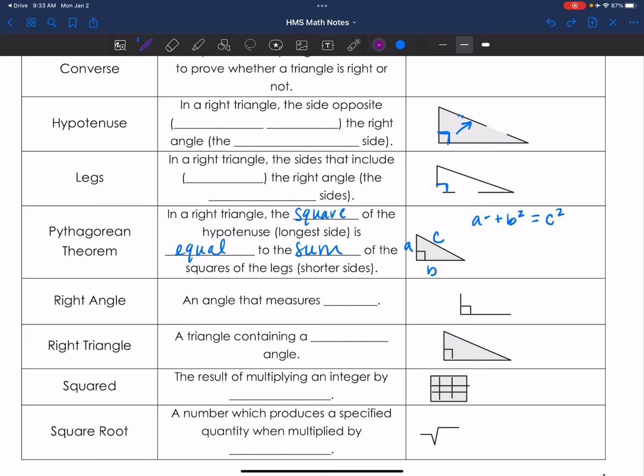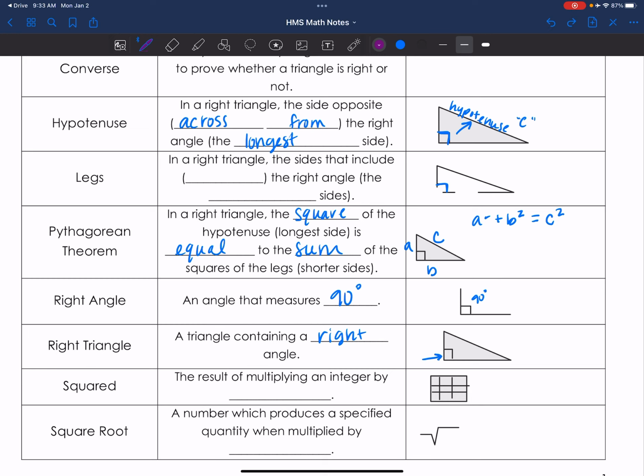Now, you're thinking, what is a hypotenuse? Sorry, what is a right triangle? A right triangle is a triangle that contains a right angle. A right angle is 90 degrees, which we know to mean perpendicular. Then, a hypotenuse is the longest side that is across from the right angle.